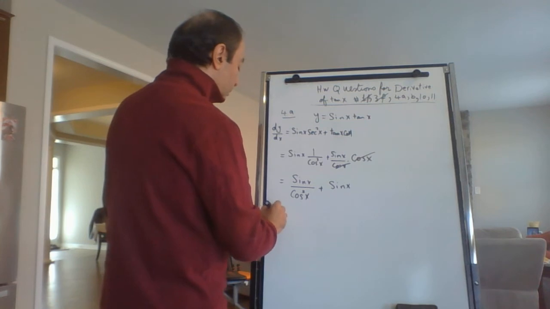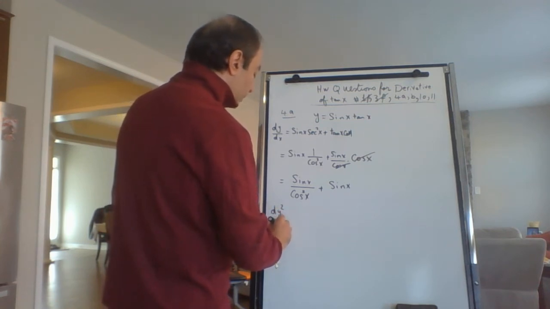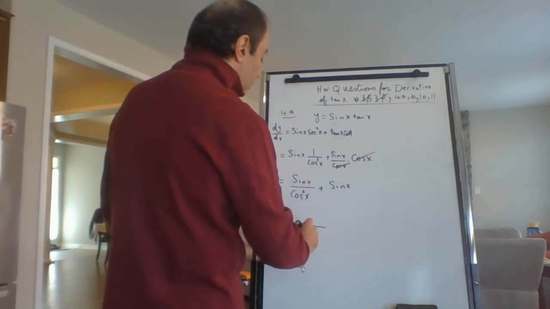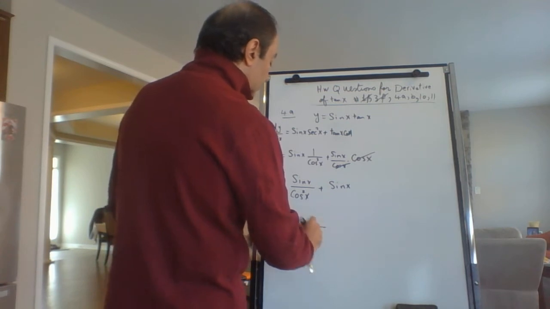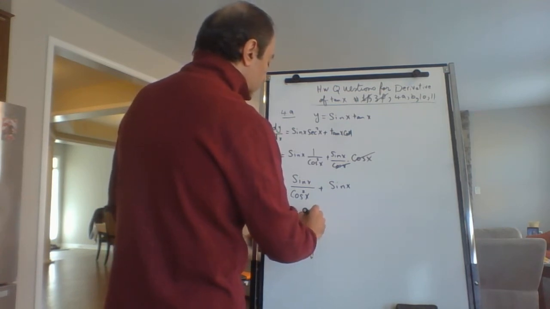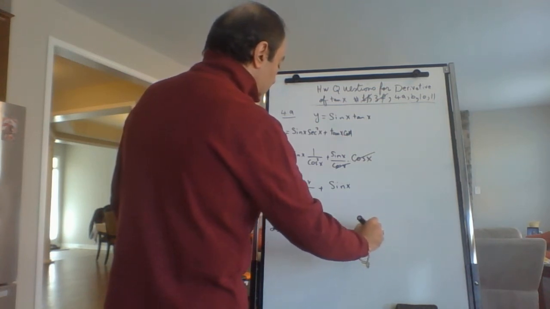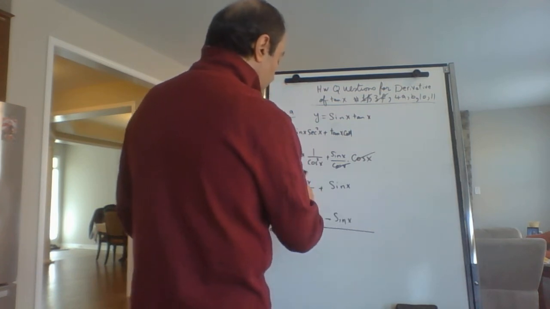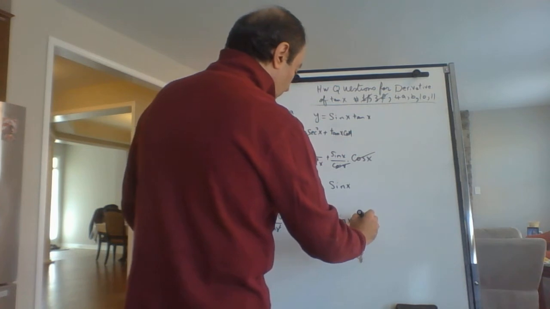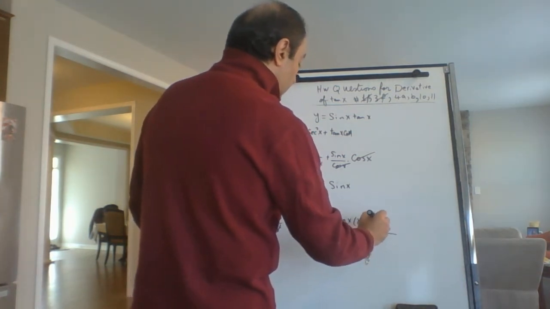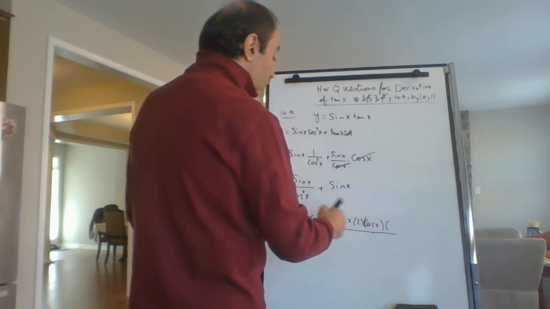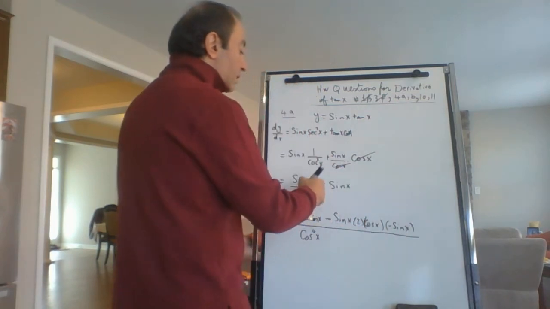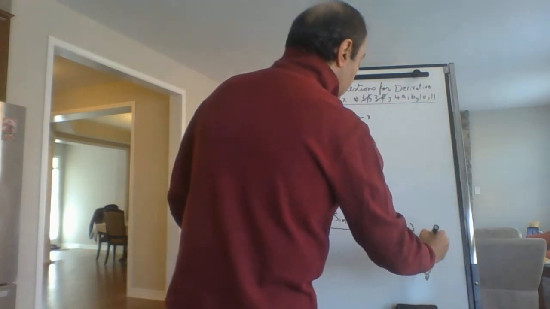So d squared y by dx squared. To find the derivative of this, I have to use the quotient rule. So low squared, low d high, minus high d low. The derivative of this is 2 cosine x times the derivative of cosine anything, which is negative sine of that thing, plus the derivative of sine x, which is cosine x, over.